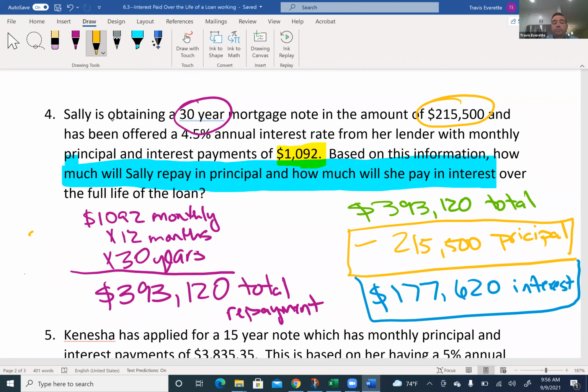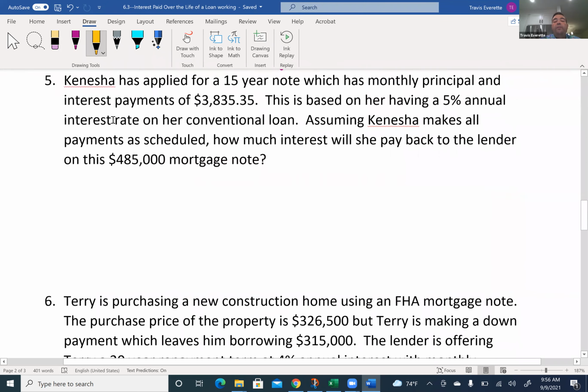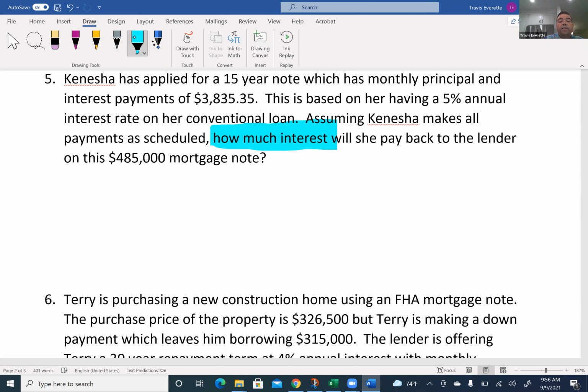Okay, number 5 says Kenesha has applied for a 15-year note, which has monthly principal and interest payments of $3,835.35. This is based on her having a 5% annual interest rate on her conventional loan. Assuming Kenesha makes all payments as scheduled, how much interest will she pay back to the lender on this $485,000 mortgage note? So there's our question. How much interest? They don't want to know about anything else this time. Just down to the nitty gritty. How much interest is this going to cost Kenesha if she pays this thing all the way back?